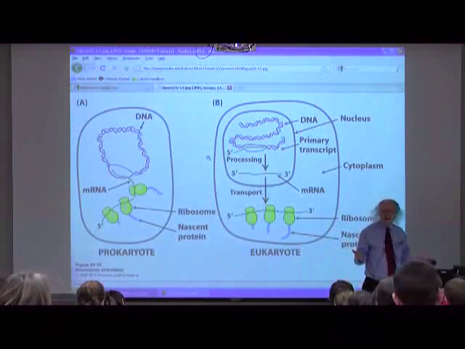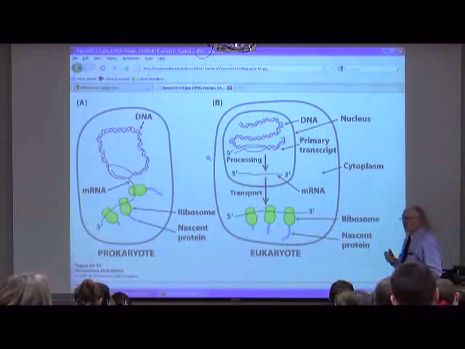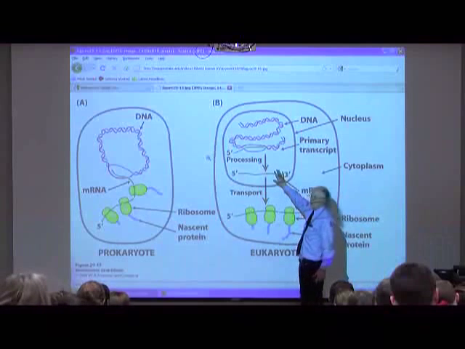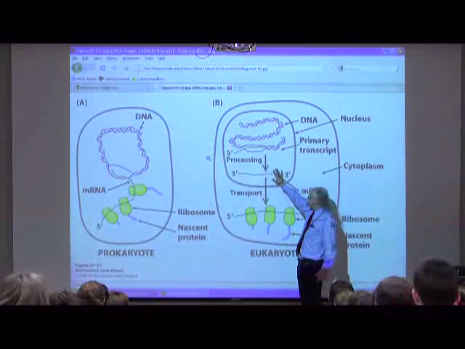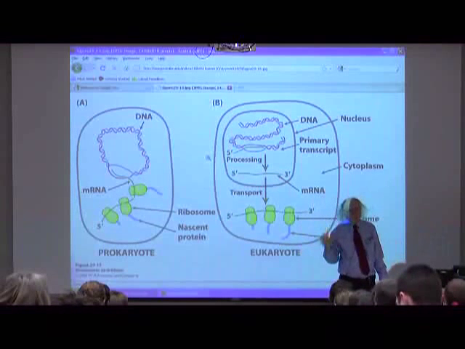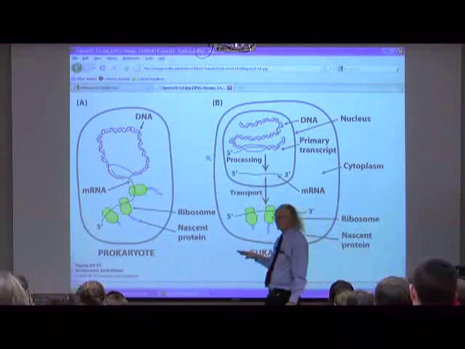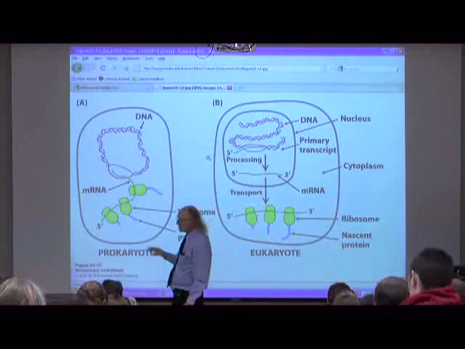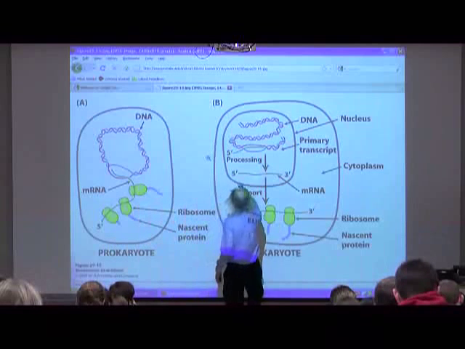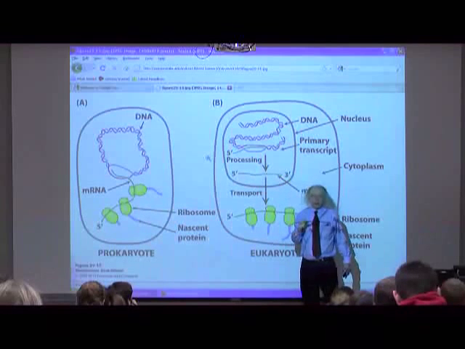Now you might wonder, well, why add that complexity? Why not do translation in the nucleus? And the answer to that is quite clear now. The answer is that the RNAs that are made in the nucleus have to be processed significantly before they're ready to be translated. If we tried to translate this sequence in the nucleus before it got processed, we would make the wrong protein.